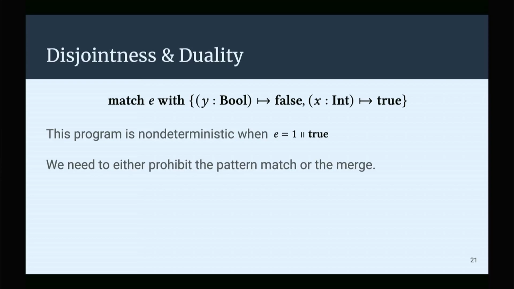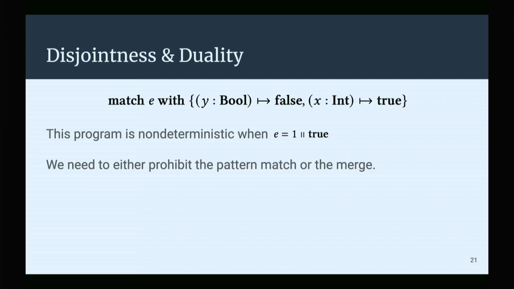Well, we want to avoid ambiguity here, of running both branches and merging true with false. So we need to choose. We can either allow the merge of one with true, or we can allow this pattern match of booleans into one branch and integers in the other. But we cannot allow both.